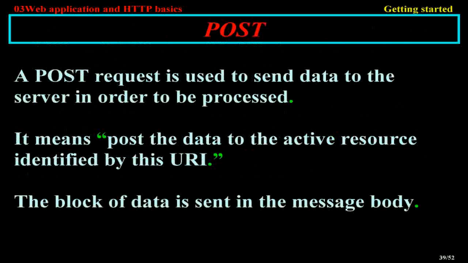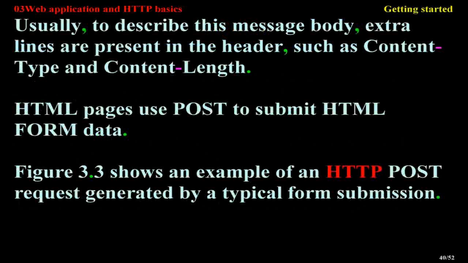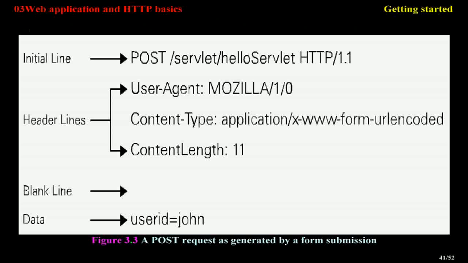POST. A POST request is used to send data to the server in order to be processed. It means post the data to the active resource identified by the URI. The block of data is sent in the message body. Usually, to describe this message body, extra lines are present in the header, such as content type and content length. HTML pages use POST to submit HTML form data. Figure 3.3 shows an example of an HTTP POST request generated by a typical form submission.